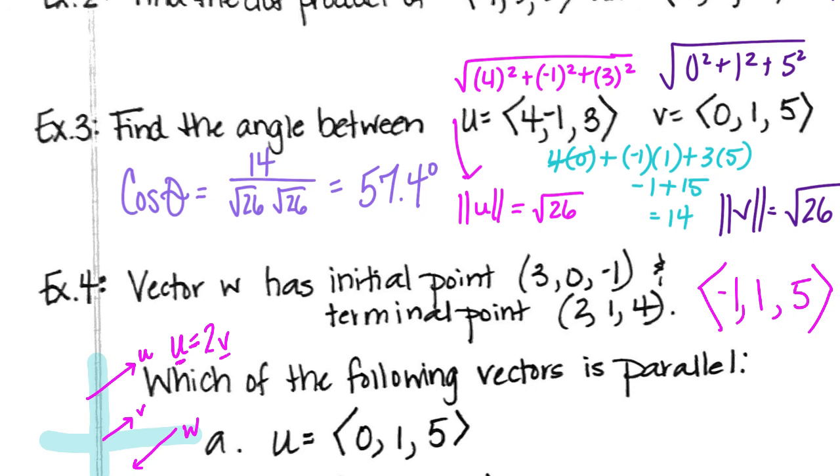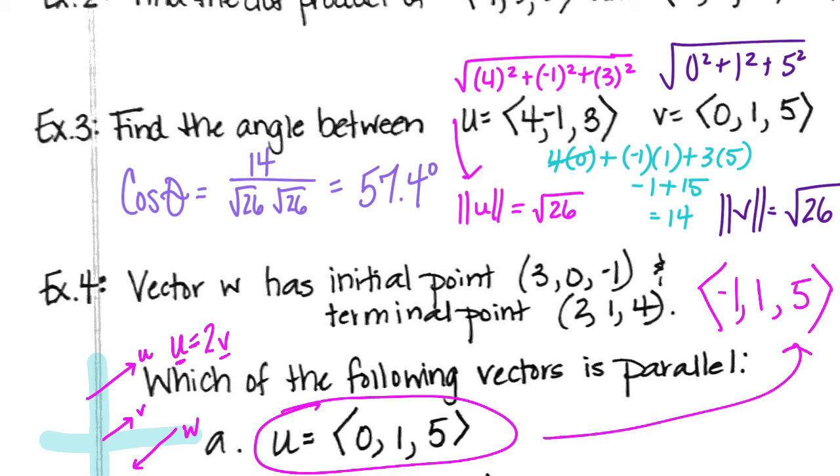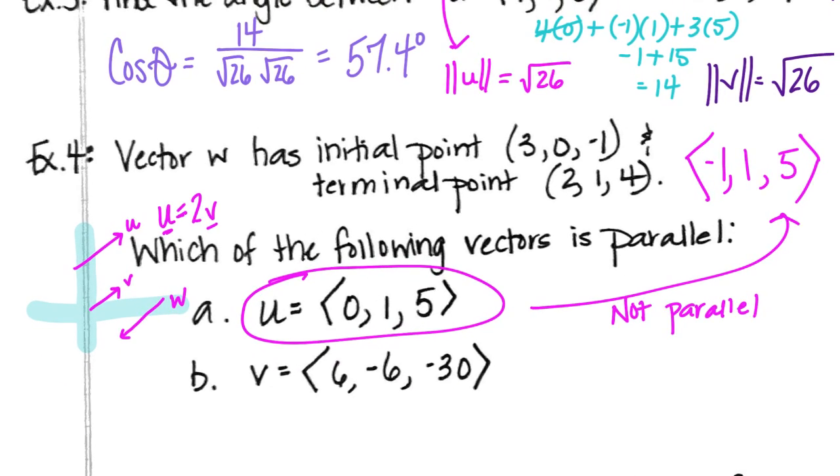Well, we know that it's the exact same thing, just multiplied by 2. So let's look at the first one. Can this multiply by anything, scalar multiplication, to get to that? No. So this is not parallel. But if we look at the next one, if I multiply 6, negative 6, and negative 30 by something, or actually I guess we would go the other way. If I multiplied this by something, I would get to here. So I know that v is equal to negative 6 times w, therefore it is parallel.